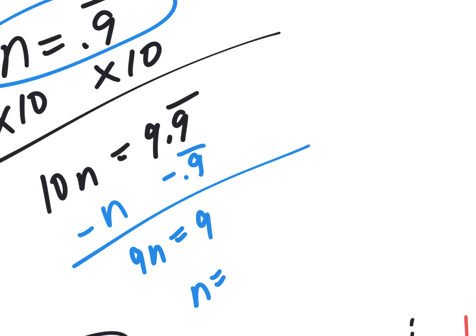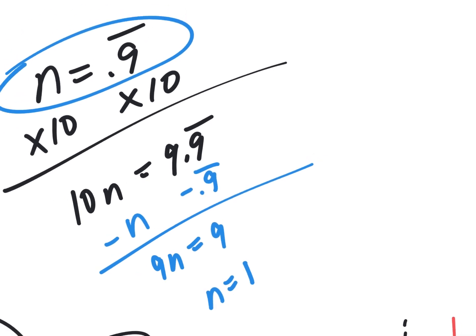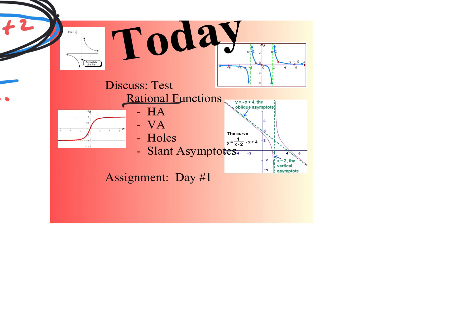9n equals 1. That's a proof, boys and girls, unless there's something wrong. Did I break any math rules? I didn't. So it's true. Okay. I hope that bothers you a little bit, makes you think.